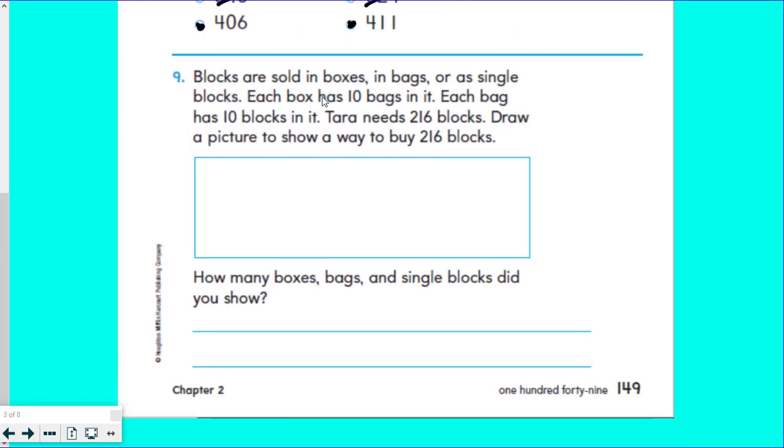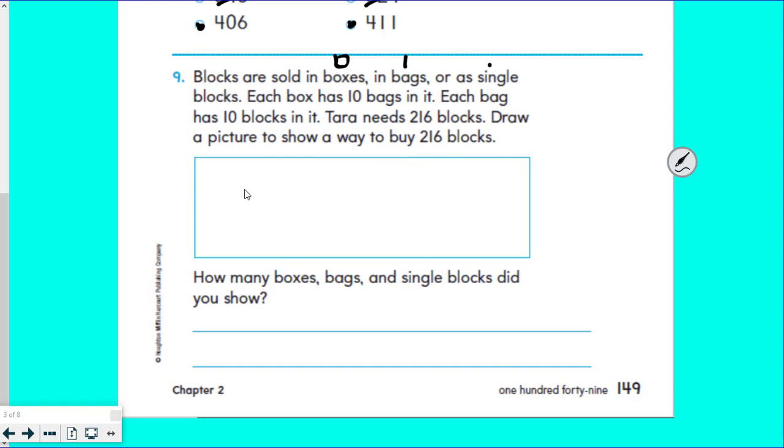Blocks are sold in boxes, in bags, or single blocks. Oh, we did one like this with marbles. Okay, so each box has 10 bags in it. Each bag has 10 blocks in it. So a box, I'm going to draw a picture. A box means 100. A bag means a 10. And a single means a 1. Tara needs 216 blocks. Draw a picture to show a way to buy 216 blocks.